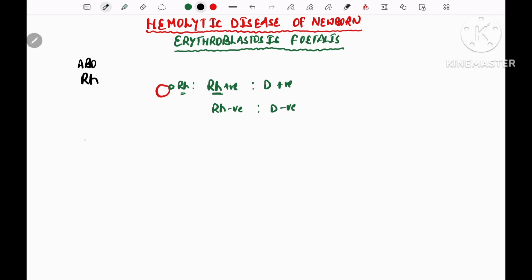Now overall, in around 60% of cases there is an Rh negative mother and an Rh positive fetus. So in 60% of cases, when the mother is Rh negative, there can be a chance of an Rh positive fetus. But in the case of India, it is only around 5 to 10%. This data has been taken from the book.